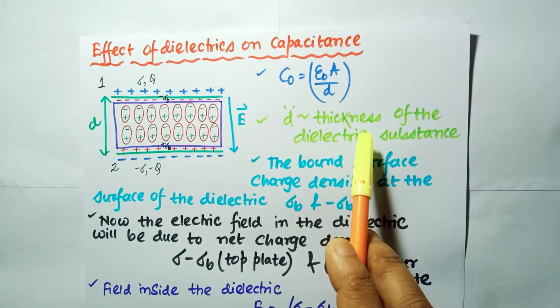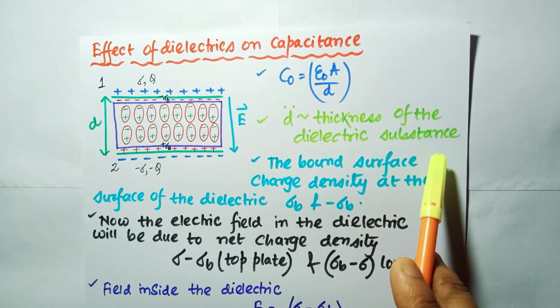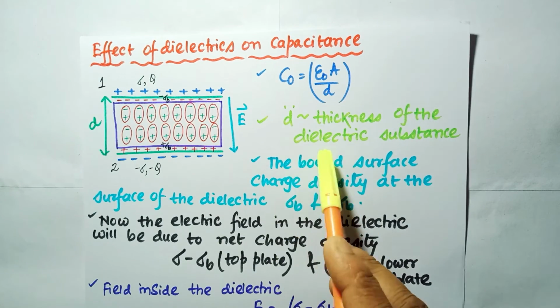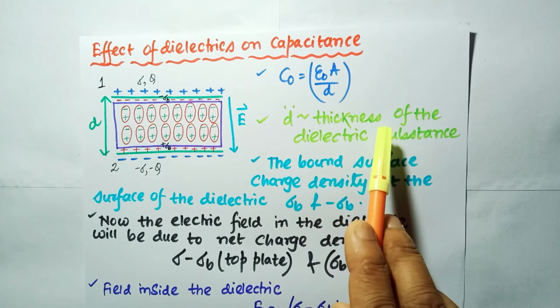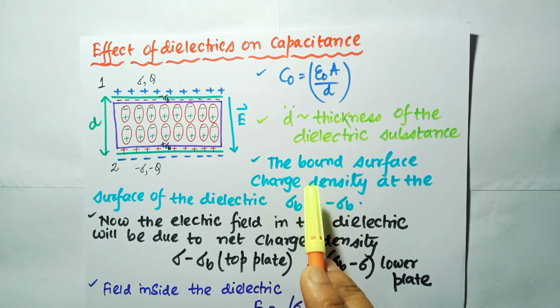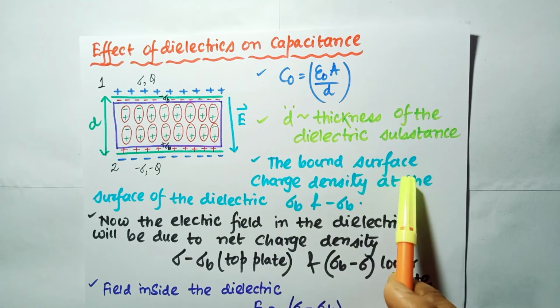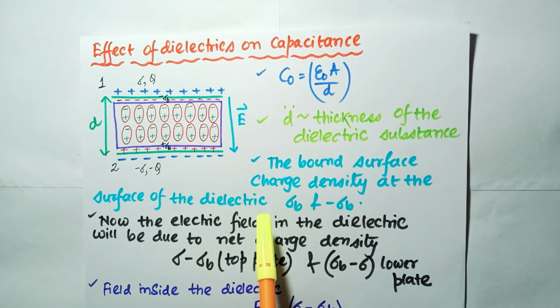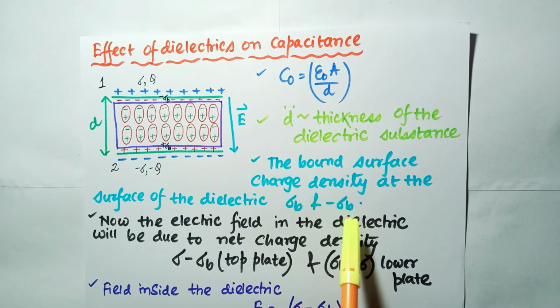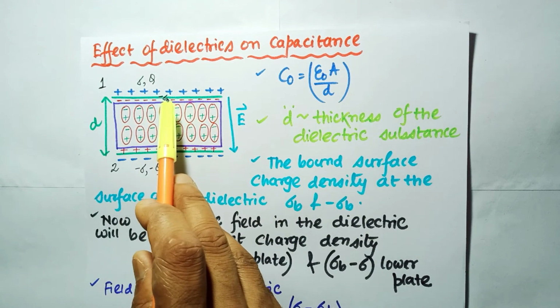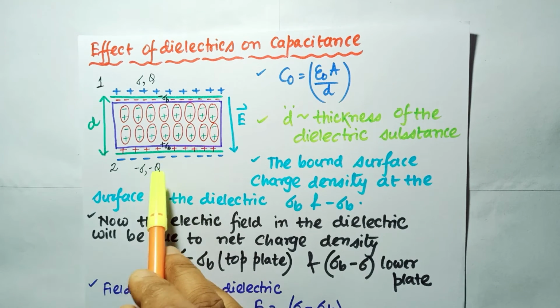Now I choose the thickness of the dielectric substance to be almost equal to the separation between the two plates. I have already discussed that the bound surface charge density at the surface of the dielectric will be sigma b and minus sigma b. So this side will be minus sigma b and this side will be plus sigma b.